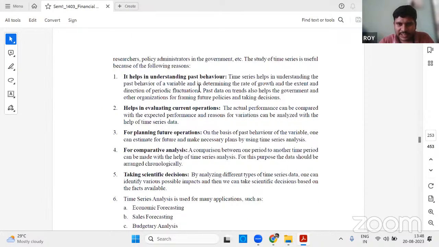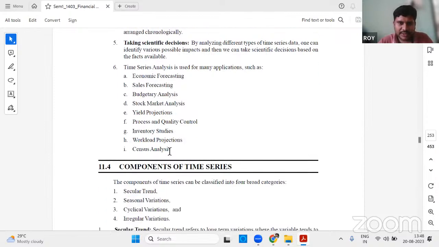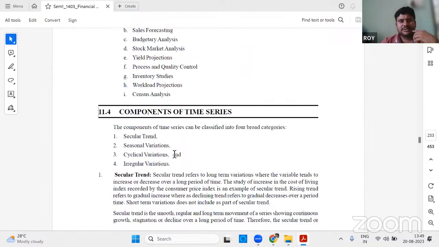It helps in understanding past behavior, evaluating current operation, planning future operation, comparative analysis from one period to another period, and taking scientific decisions. And these are the important areas where we will use time series analysis: economic forecasting, sales forecasting, budgetary analysis, stock market analysis, yield projections, process and quality control, inventory studies, workload projections. Last time we have given this workload, output is good. Let us also go with that. Census analysis. Census means the population, how much it is, right?